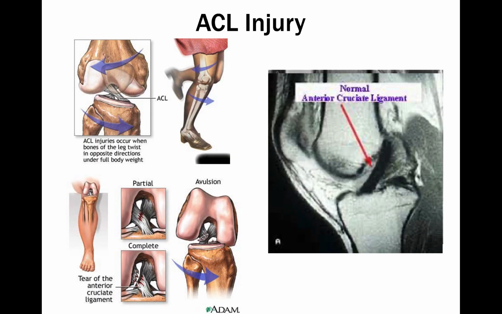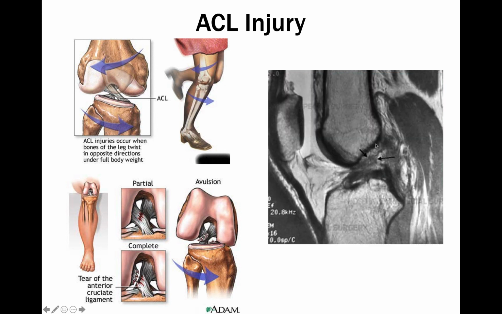Okay, so when you look at ACL injuries, they can be traumatic, contact, and non-contact. We'll talk a little bit about that. So you can see that these really are the anchors, right? They provide a lot of stability and a lot of proprioceptive input into the knee joint. So you have your partial tears and your complete tears. What you see here in this image is this intact anterior cruciate ligament. And then here is the disrupted anterior cruciate ligament.